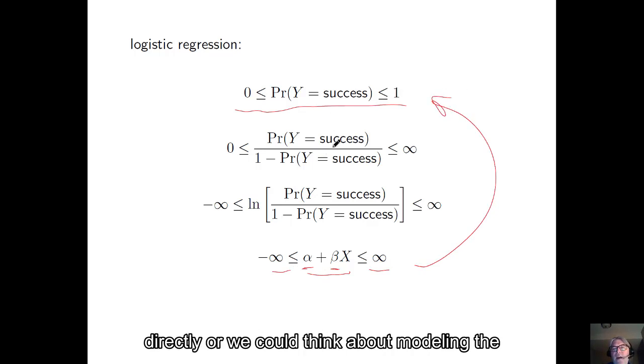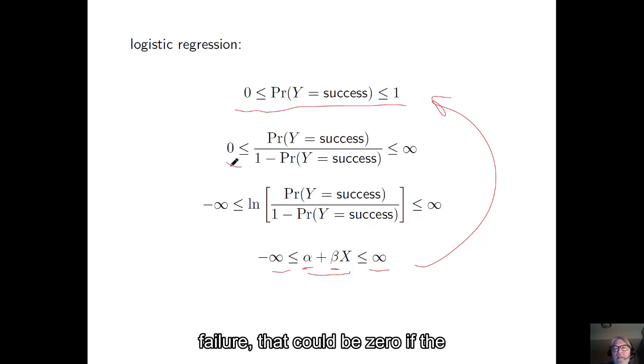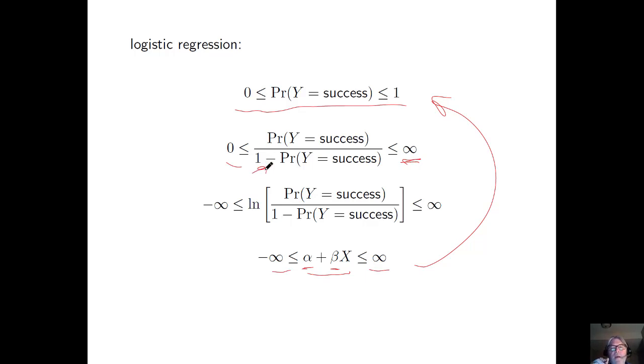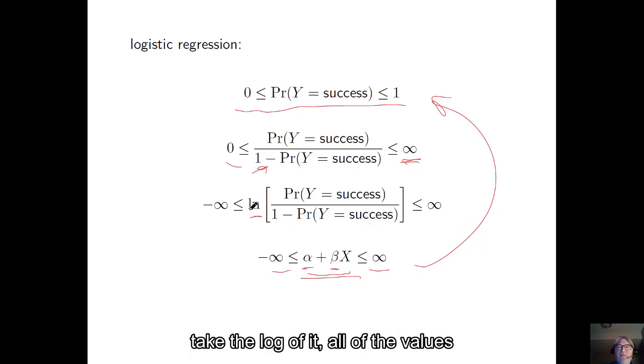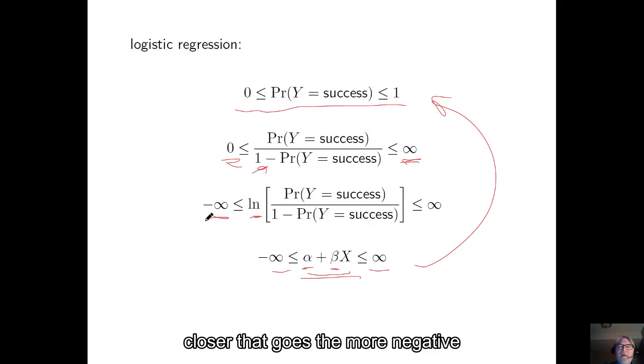Well, we can think about modeling the odds. The odds, that's probability of success over the probability of failure. That could be 0 if the probability of success is 0. But if the probability of success is really, really close to 1, then this can go arbitrarily large, as close to infinity as you want, because the denominator can get really close to 0. All right, but still, that's not exactly the range of a linear predictor. But if we take the log of it, all of the values of the odds that are less than 1 are negative on the logarithm scale, and the closer they get to 0, the more negative that gets. So there's no lower bound there.